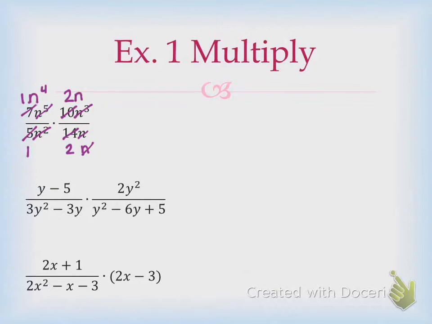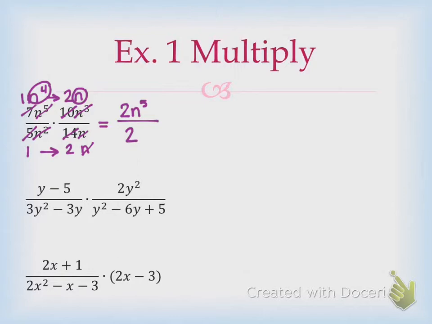Now, once I've simplified everything I can simplify, I just multiply straight across. My numerators will be multiplied, and my denominators will be multiplied. 1 times 2 is 2. If I have 4 n's here and 1 n here, how many n's will I have in my final answer? 5. Remember, if they're being multiplied, we add the exponents. And then 1 times 2 is 2.